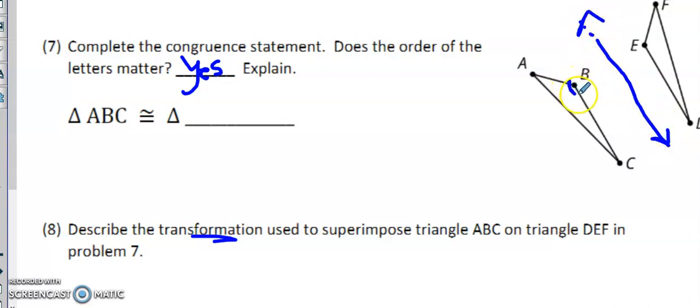So point B, for example, and point E would fall on top of each other. Point A, because of the reflection, and point F would fall on top of each other. And point C and D would match on top of each other. So it's the line of reflection that's being used here to get the triangles to line up. So let's just call it superimposing. So angle A matches up with F, B matches up with E, and C matches up with D.